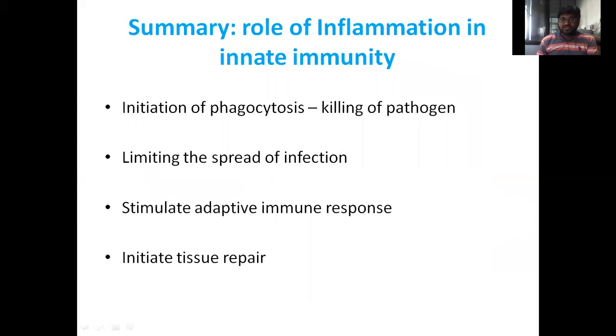Role of the inflammation in innate immunity. This is the initiation of the phagocytosis. If pathogens are present at the site of the inflammation, macrophages and neutrophils will kill that particular pathogen by phagocytosis, limiting the spread of the infection. Obviously, they reduce the chances of the infection spreading, stimulate the adaptive immune response, and initiate the tissue repair.